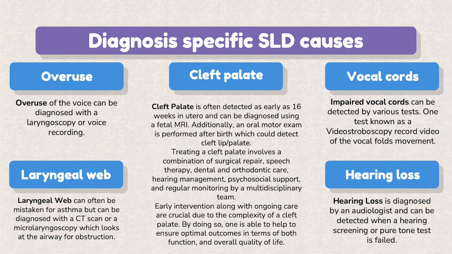By doing so, one is able to help ensure optimal outcomes in terms of both function and overall quality of life. Vocal cords. Impaired vocal cords can be detected by various tests. One test, known as a video stroboscopy, records video of the vocal cord movements. And then finally, hearing loss. Hearing loss is diagnosed by an audiologist and can be detected when a hearing screening or pure tone test is failed.